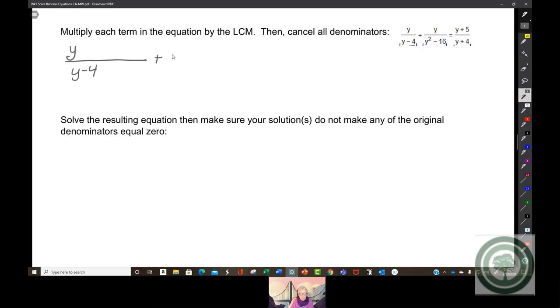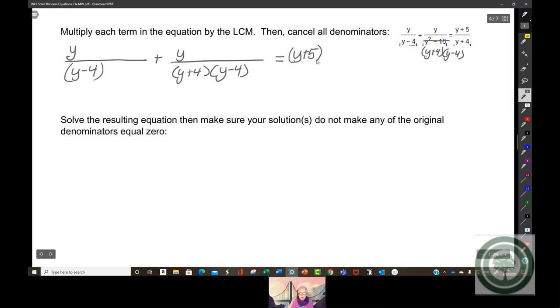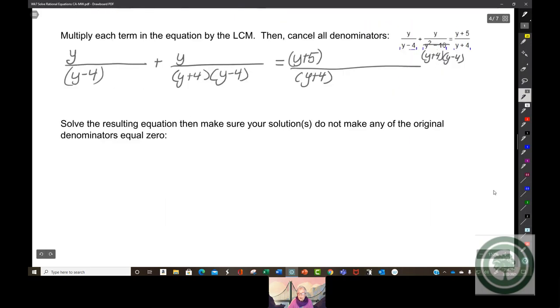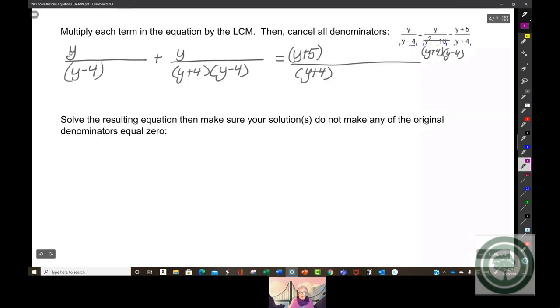y over y minus 4 plus y over y plus 4 times y minus 4. Remember, this is y plus 4 times y minus 4. Equals y plus 5, and I am going to put these in parentheses when they have more than one term, over y plus 4. It's just easier that way. And I write the LCM, which is y plus 4 times y minus 4, up here.